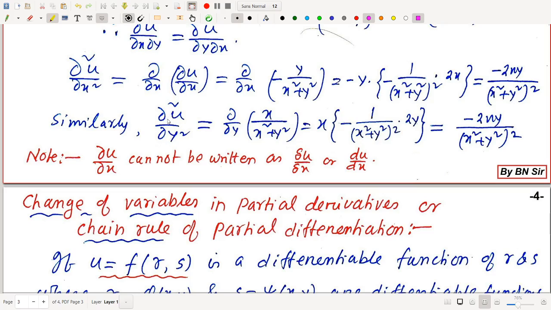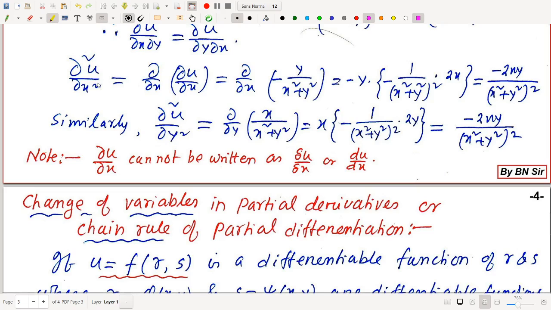Similarly, we can calculate ∂²z/∂y² also. It is ∂/∂y of x by (x² + y²). x is constant because differentiation is with respect to y. So x taken out, and the derivative of 1 by (x² + y²) with respect to y is minus 1 by (x² + y²) whole squared into the derivative of x² + y² with respect to y, means only 2y because x is constant here. So this is the answer.